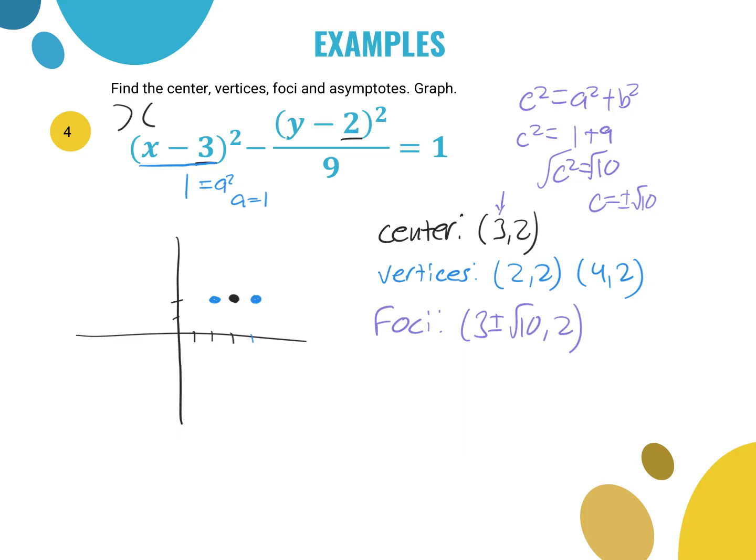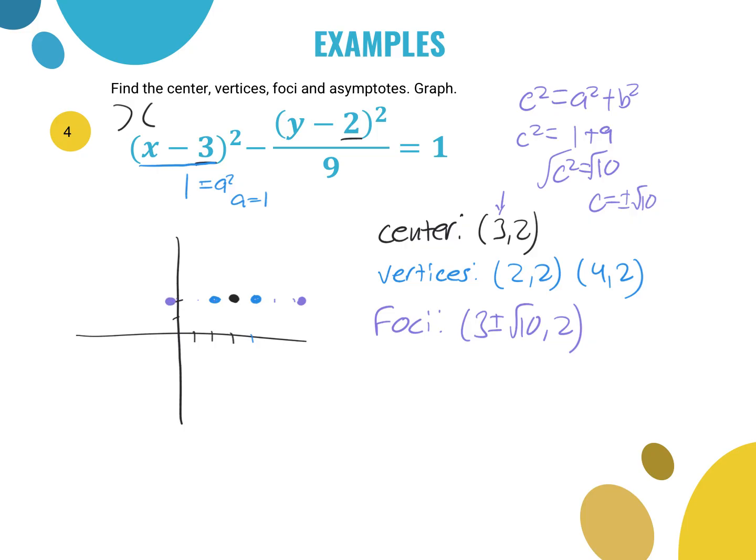Right, so that means when we plot this, I'm going to go square root of 10 units from our center. Square root of 10 is a little bit more than the square root of 9. So I'm going to go a little bit more than 3 units. So 1, 2, 3 and a little more. And then I'm going to go back 1, 2, 3 and a little more. So somewhere right there. All right.